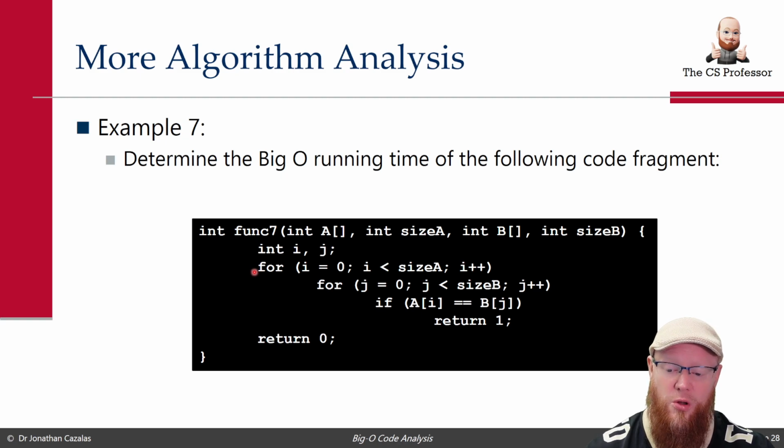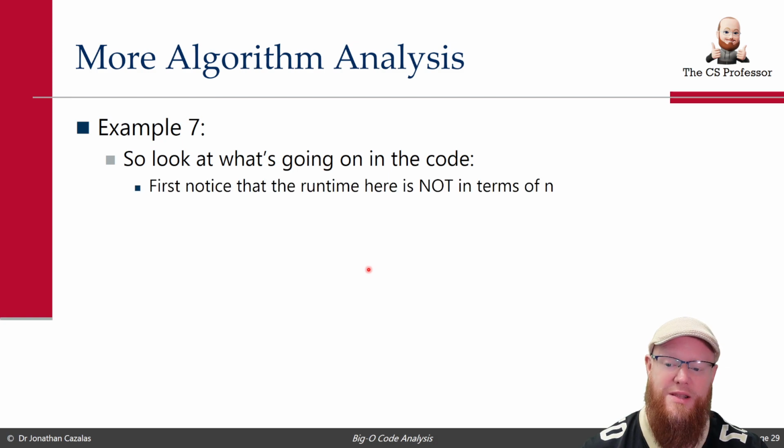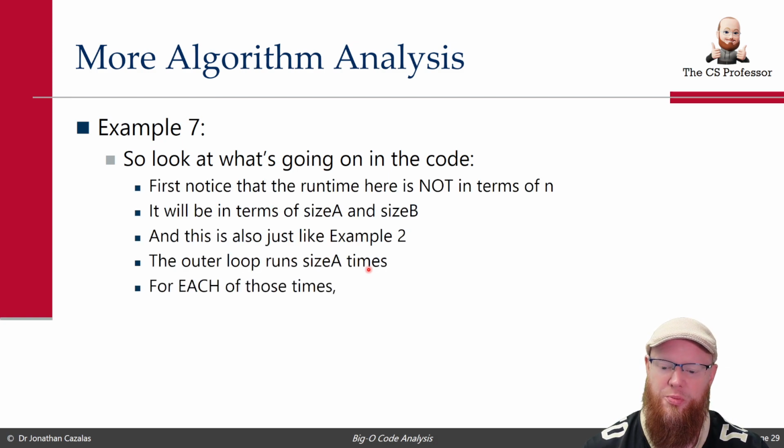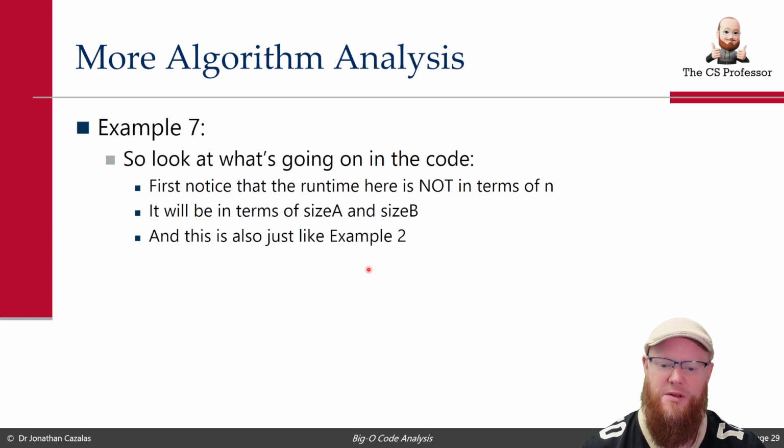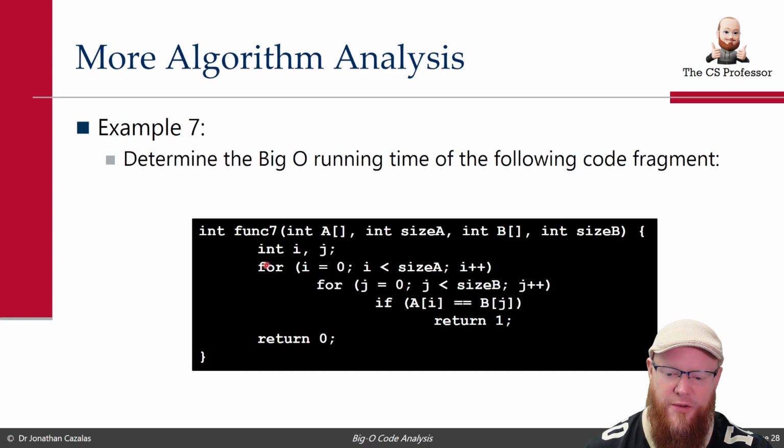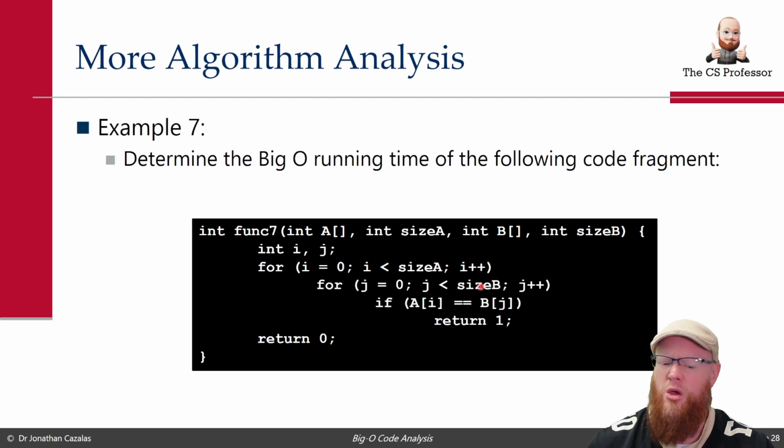So this outer for loop is going to strictly loop how many times? It's going to loop size A times. Let me come back up here to the code. This outer for loop is going to loop exactly size A times. This inner for loop is going to loop exactly size B times. So what's happening?